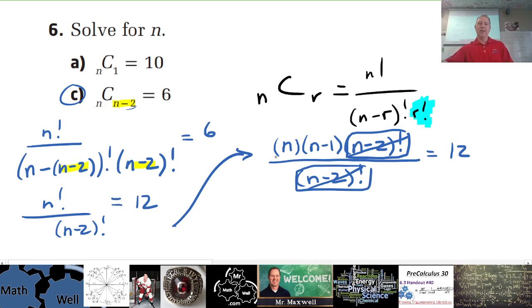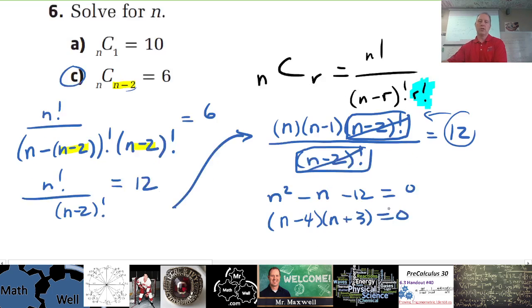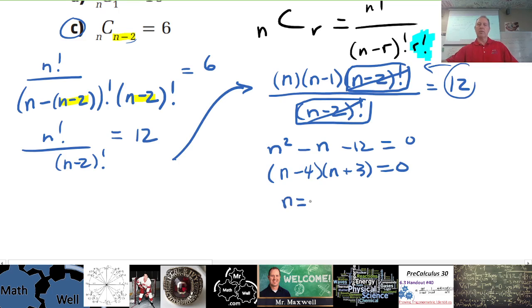Oh, good. Okay, so now we have n times n minus 1 equals 12, or n squared minus n. I'll subtract 12 from both sides. Minus 12 equals 0. Now, can I factor this? Well, I know factors of 12 are 4 and 3. They're only one apart, so that's good because we have a negative 1 here. So I could probably go n minus 4 times n plus 3 equals 0, which in solving for n, I have n equals positive 4 and negative 3.